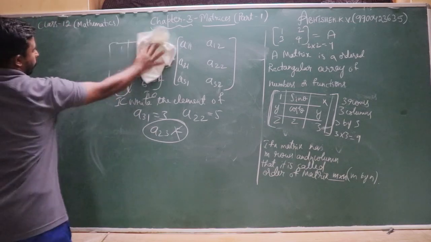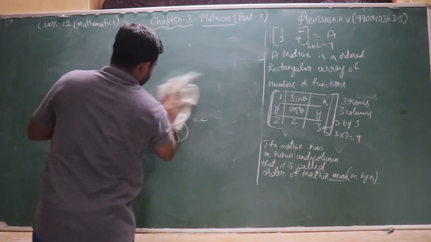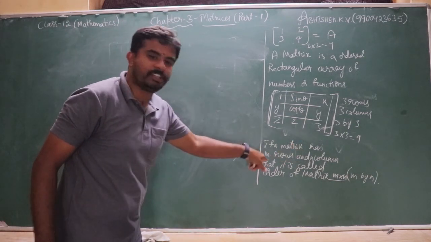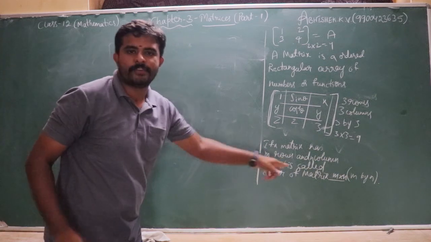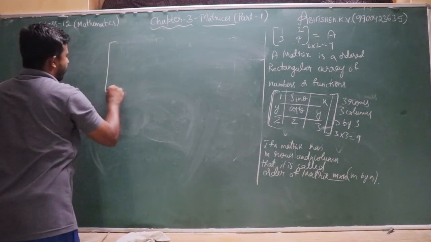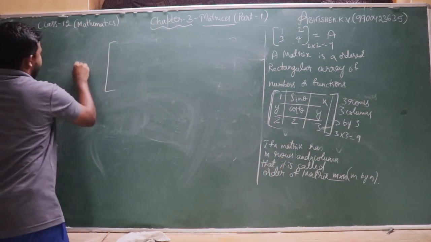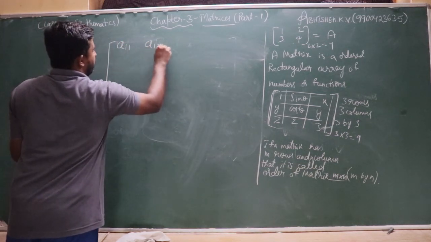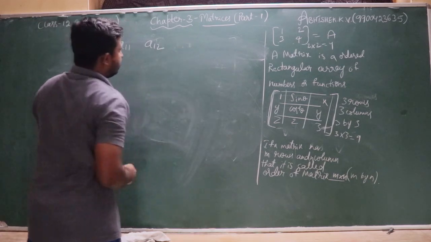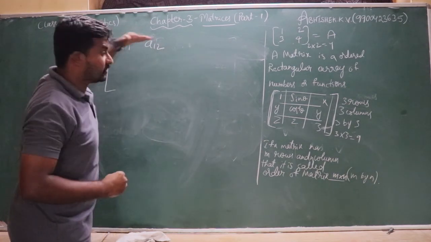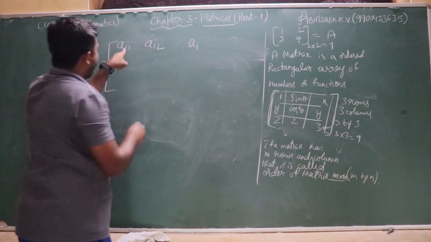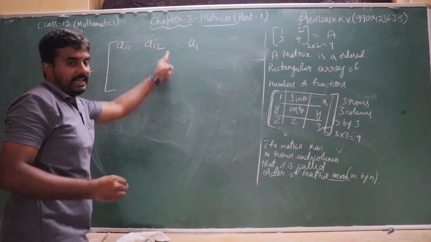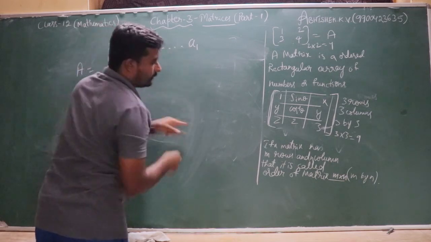Therefore, if a matrix has m rows and n columns, that is called the order of the matrix. The general form of an m cross n matrix is the following. It is denoted by A11, A12, up to. See, this is the first row, so it should be 1, 1, 1, 1. But if I consider it like this, first column, second column, up to, how many columns do we have?